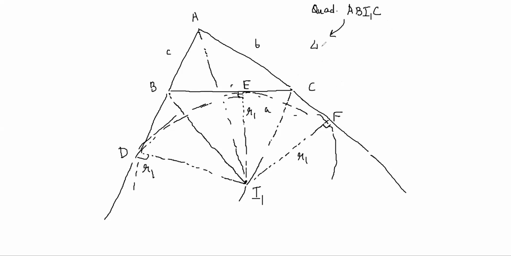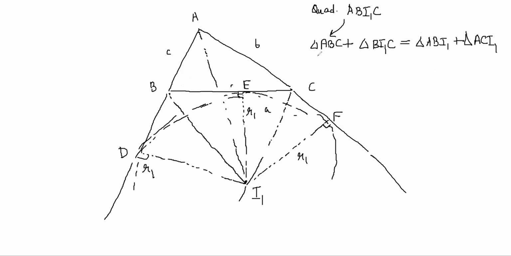You can do triangle ABC plus triangle BI1C, which is also equal to triangle ABI1 plus triangle ACI1. Correct? Because they are adding up to make the same quadrilateral, no? You can add it like this and this, or you can add like this one and this one, right?